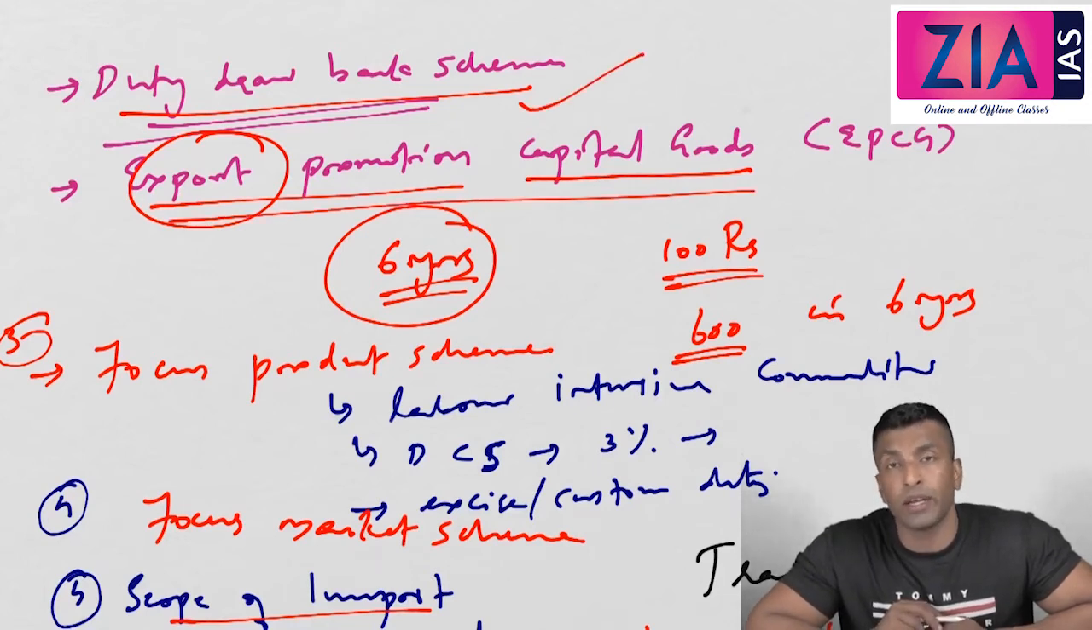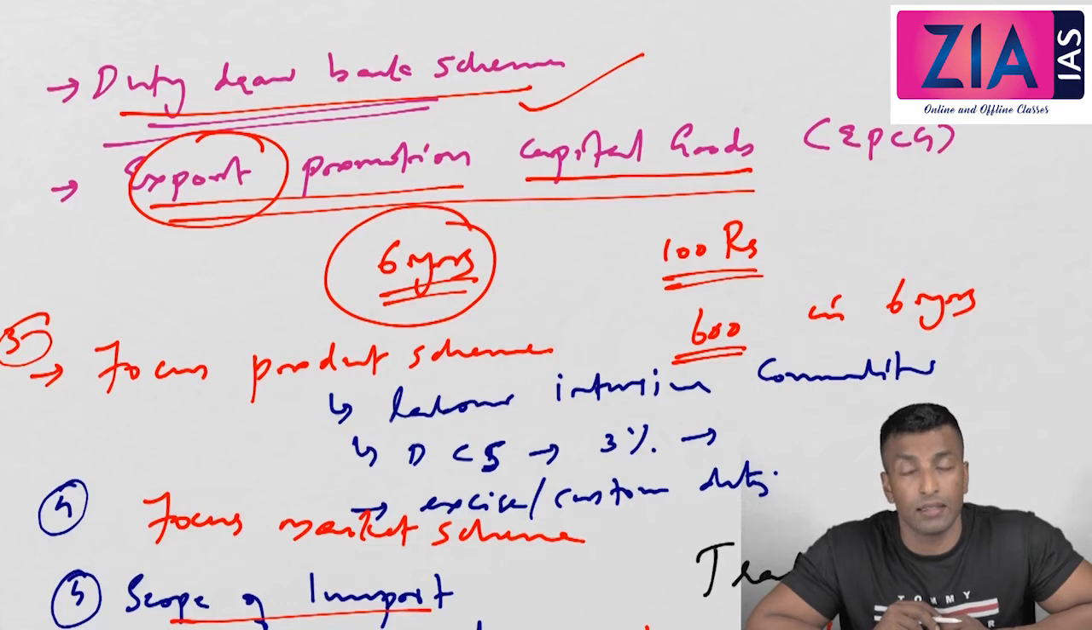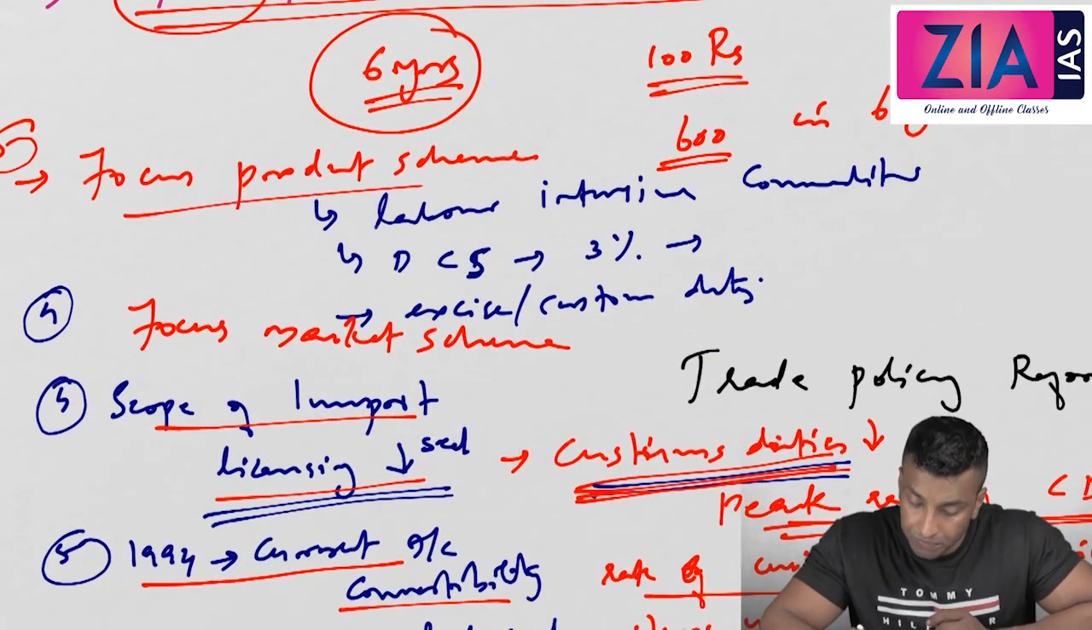So under this, an exporter can import or domestically procure the capital goods or the machinery which is used for value addition at a very low tax, and whatever tax you have saved, you have to export 6 times the amount of the tax in 6 years. This is subject to this condition. Then the focused product scheme.